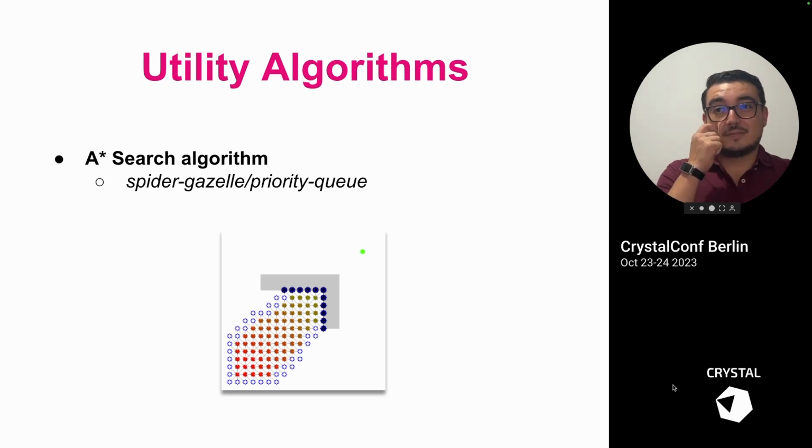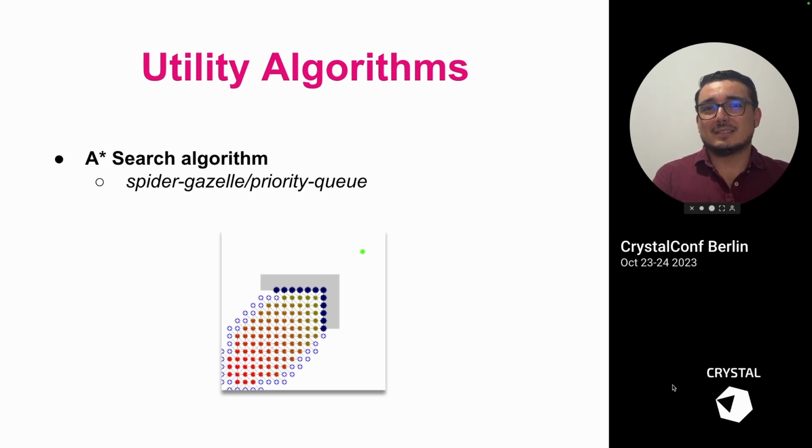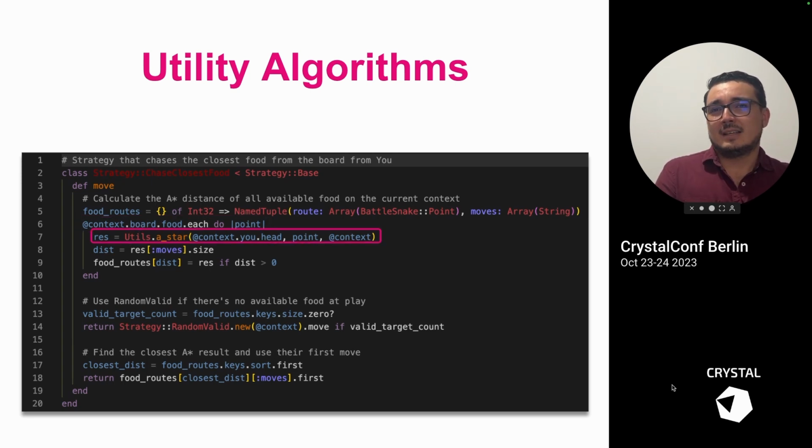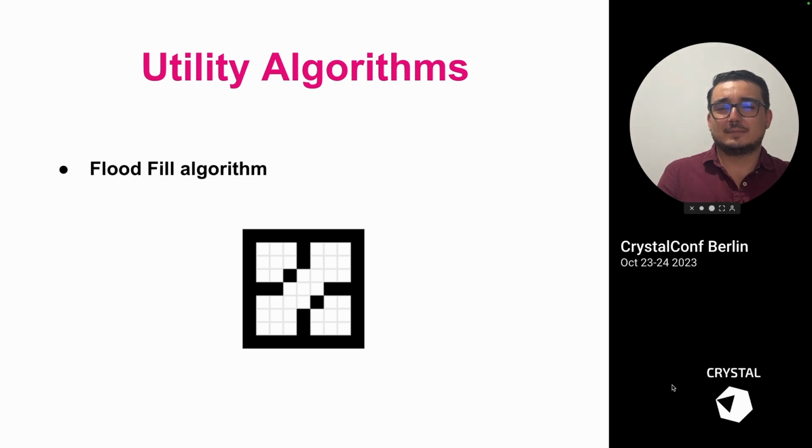Some interesting fact about it was that I implemented the priority queue from Spider Gazelle project to make it a little more performant, but this basically allows us to find the closest food on the board. This is a simple strategy that chases whatever food is the closest to your snake. You use the A-star algorithm on each food, and that's what you pick, the closest one.